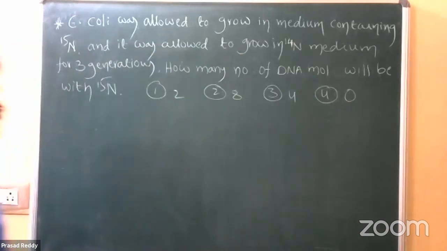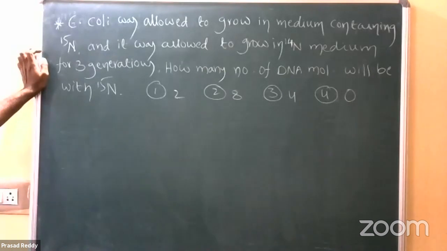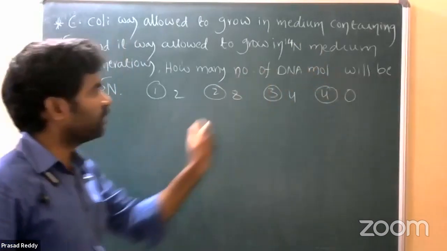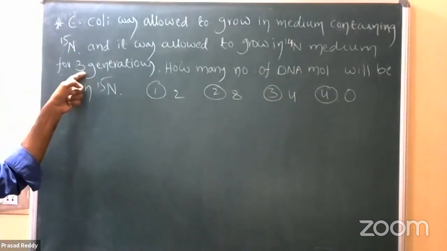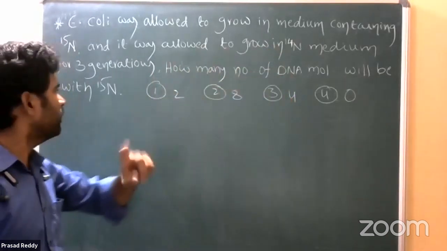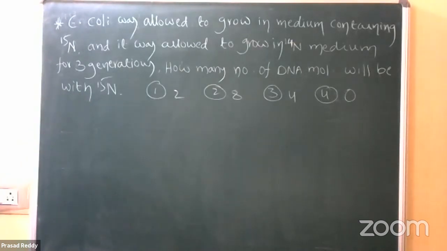So which option is correct here? Read the question carefully. E. coli bacteria was allowed to grow in a medium containing N15, and then it was allowed to grow in N14 medium for 3 generations. So how many DNA molecules will be with N15?